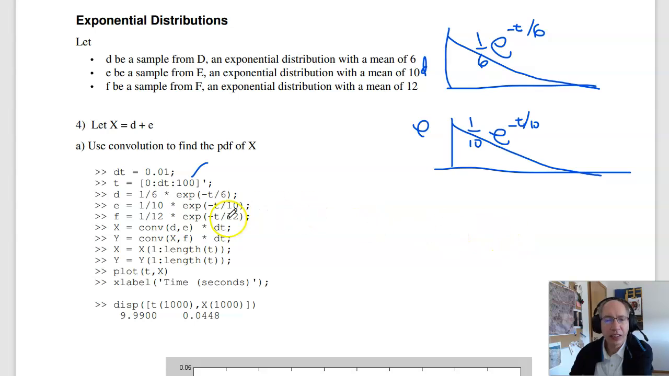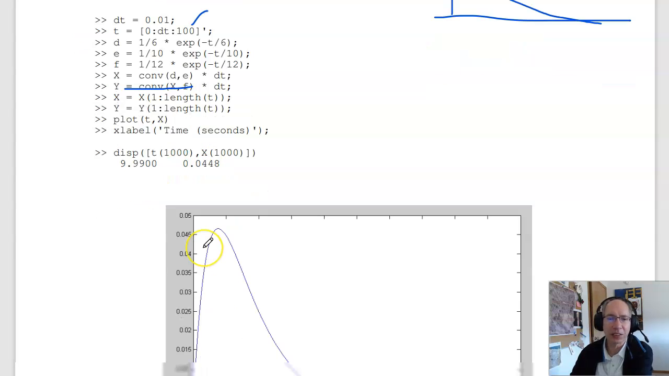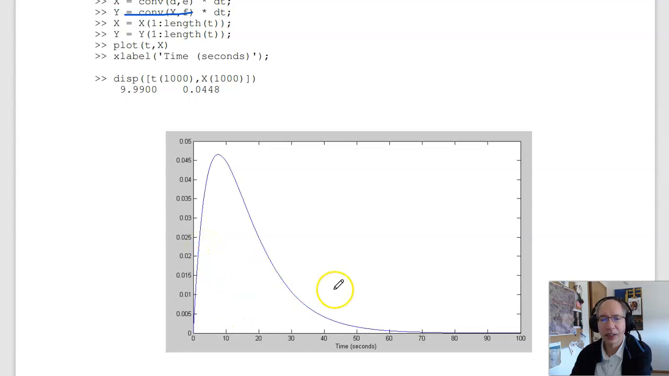Calculate D, E, just for fun, F. Convolve D and E, and that's X. That's problem number 4. And I got carried away. This is problem number 5, so ignore that for now. But plot T versus X, setting the dimensions to match up, so X is the same size as T. Here's what it looks like. That's the sum of D plus E, the PDF for it.